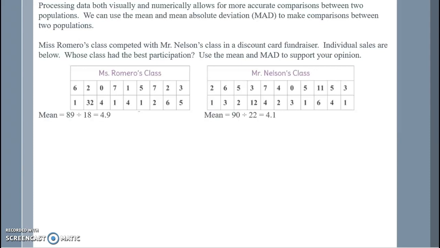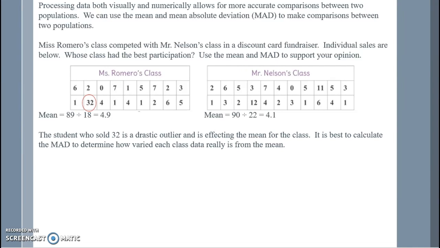So the mean, again, is to add them all up and divide by how many there are. The mean for Mrs. Romero's class is 4.9. And the mean for Mr. Nelson's class is 4 1/10. The student who sold 32 in Mrs. Romero's class is a drastic outlier and is affecting the mean for this class. So although it appears higher, does it really mean that it's higher?